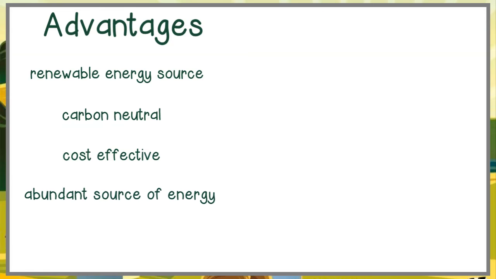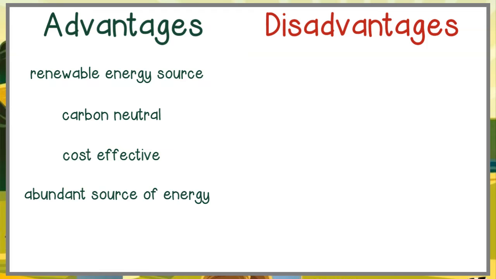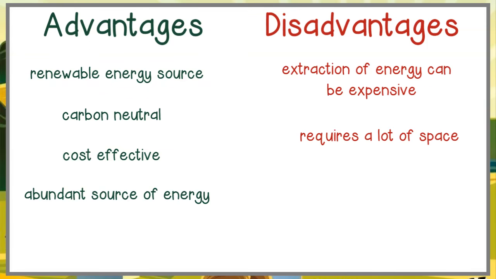The advantages of biomass are that it is a renewable energy source. Biomass is not instantly renewable, but crops can be grown every year. Other advantages include that it is carbon neutral, cost-effective, and an abundant source of energy. Disadvantages are that the extraction of energy can be expensive and biomass requires a lot of space.